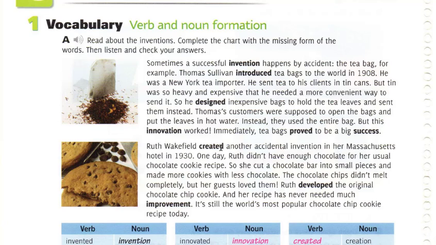Ruth Wakefield created another accidental invention in her Massachusetts hotel in 1930. One day, Ruth didn't have enough chocolate for her usual chocolate cookie recipe. So she cut a chocolate bar into small pieces and made more cookies with less chocolate. The chocolate chips didn't melt completely, but her guests loved them. Ruth developed the original chocolate chip cookie, and her recipe has never needed much improvement. It's still the world's most popular chocolate chip cookie recipe today.